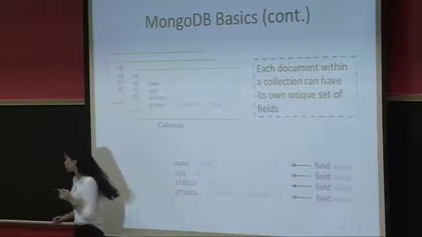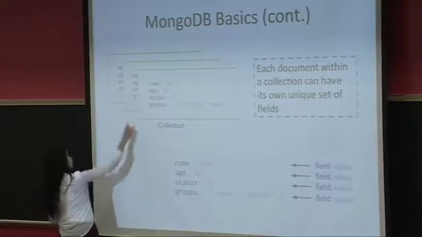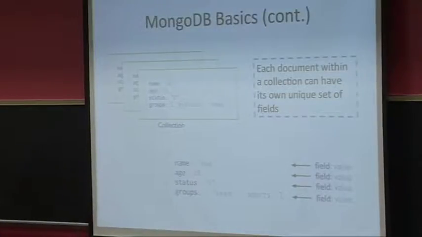Okay, so one thing to note is that each document, the green thing here, within the collection doesn't have to have the same set of fields. Okay, so that's a unique thing about NoSQL. The fields can be different from document to document, even though I think this example doesn't show it. So don't get confused. It doesn't have to be the same. Okay.